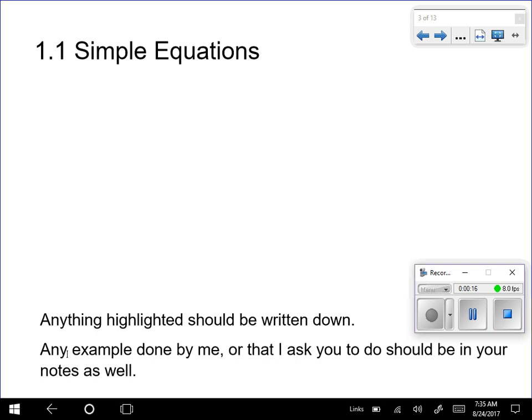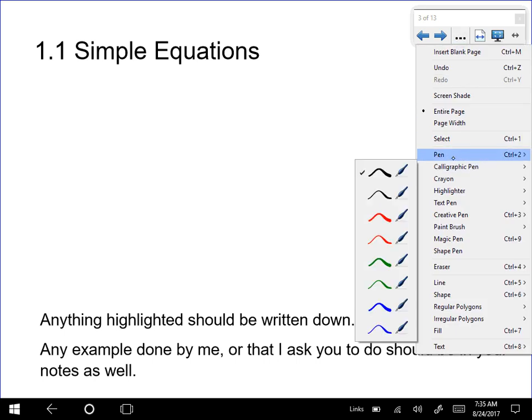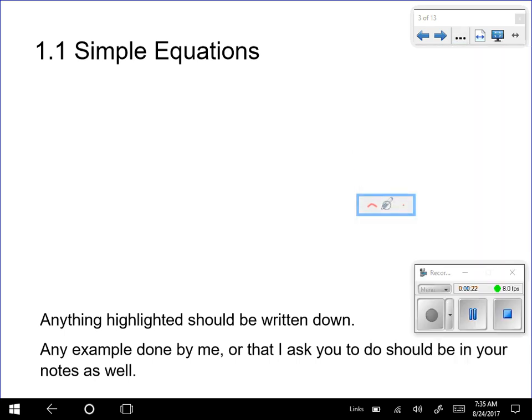I have written down here, anything highlighted should be written down. There are some vocab words today that I would like you to write down, and it's a little bit of writing, but I think it should help you a lot. Your journal does have these vocab words in it, so if you would like to use that, it can be found on page 4 in your journal, some of the vocab words. So if you want to write them down in there, that's fine.